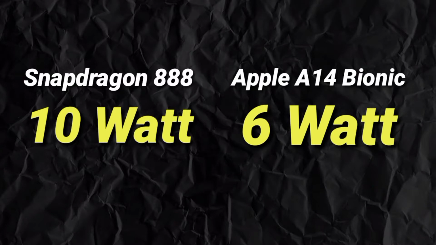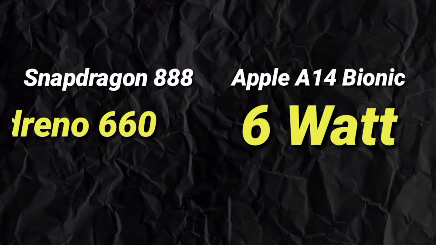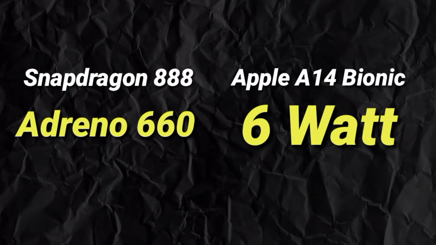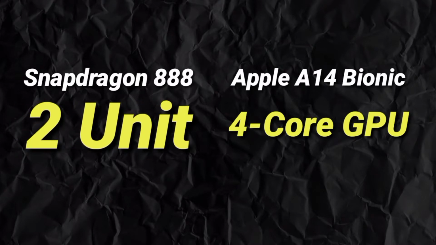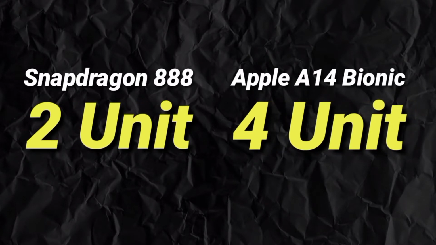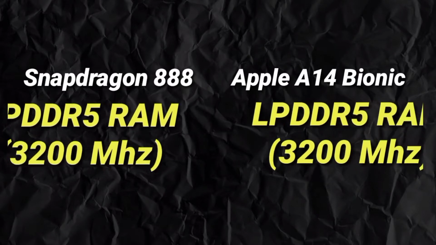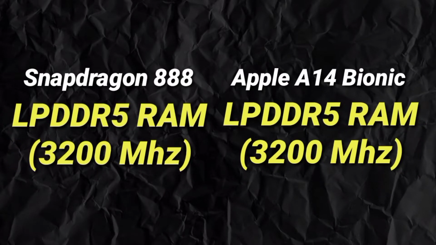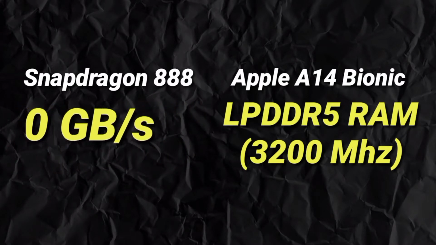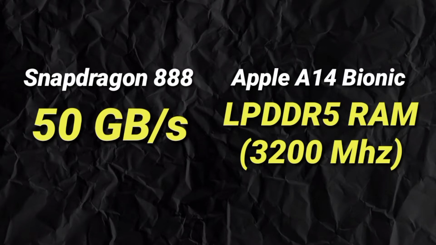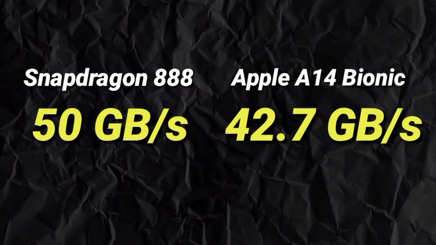The graphics processing unit of the Snapdragon 888 is the Adreno 660 and the graphics processing unit of the Apple A14 Bionic is the Apple 4-core GPU. There are 2 execution units in the Adreno 660 and 4 execution units in the Apple 4-core GPU of the A14 Bionic. If we talk about memory type, both SoCs support LPDDR5 RAM and the memory frequency of both is 32 MHz. Not only that, if we talk about the max bandwidth of the memory, the Snapdragon 888 is ahead with 50 gigabits per second. In the Apple A14 Bionic, it is 42.7 gigabits per second.